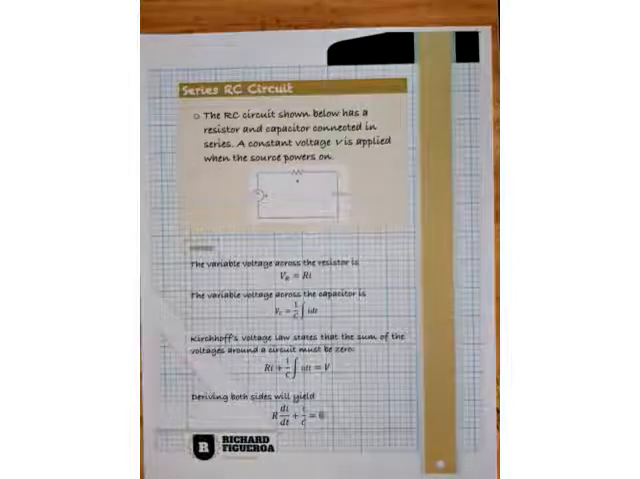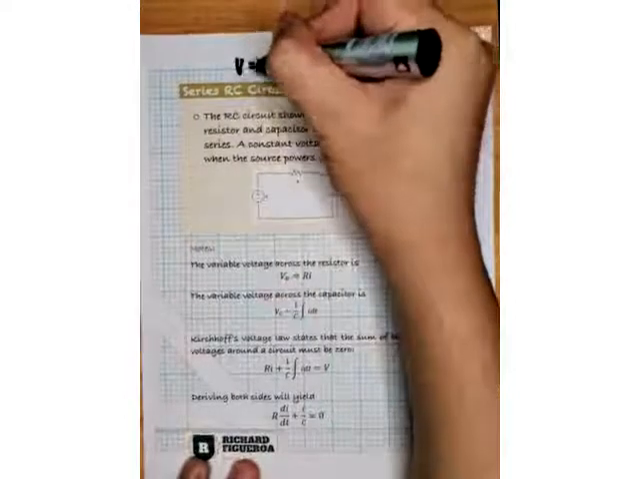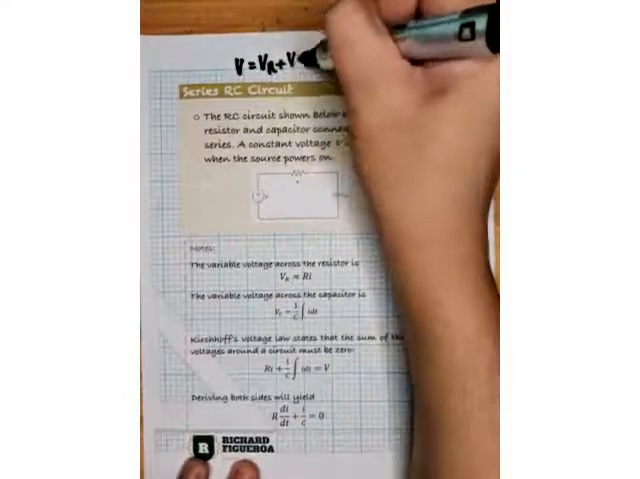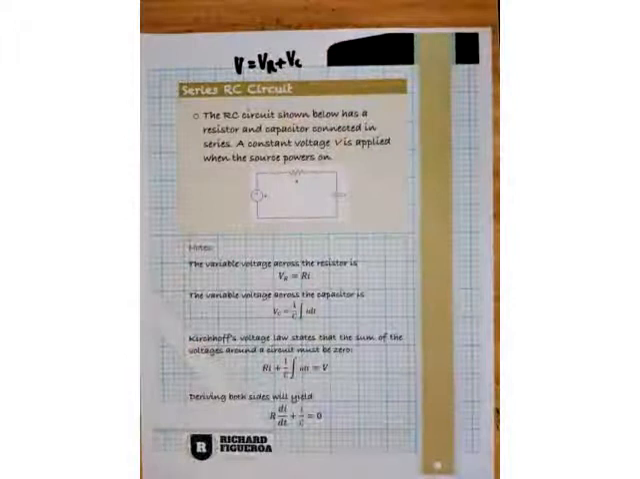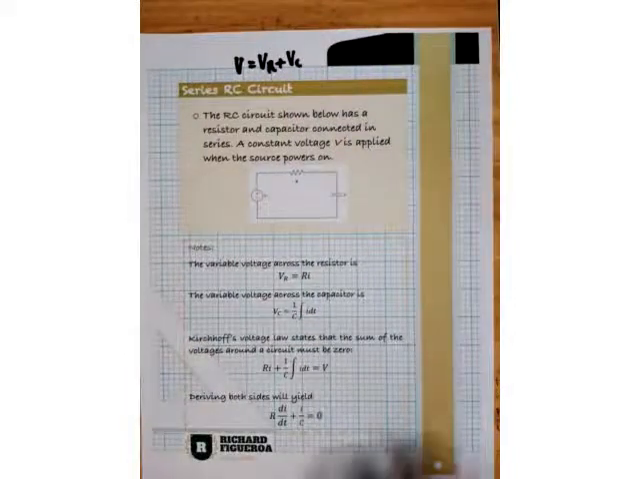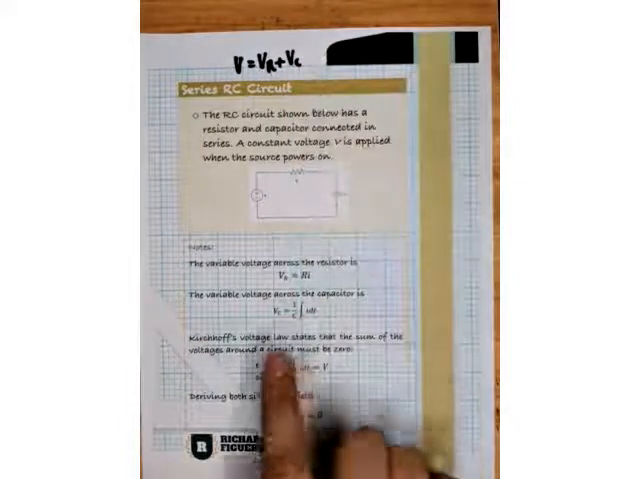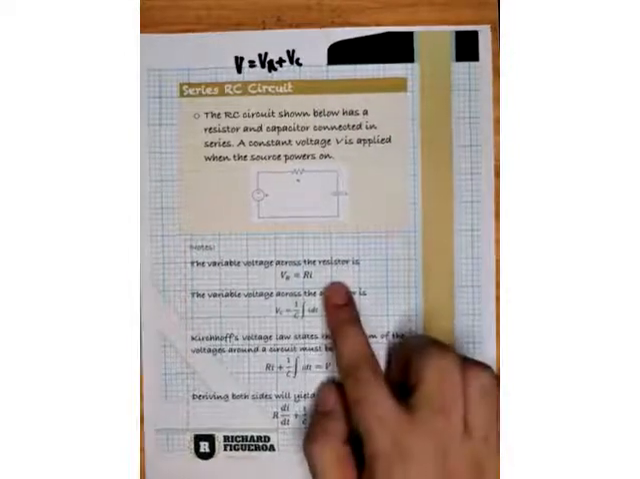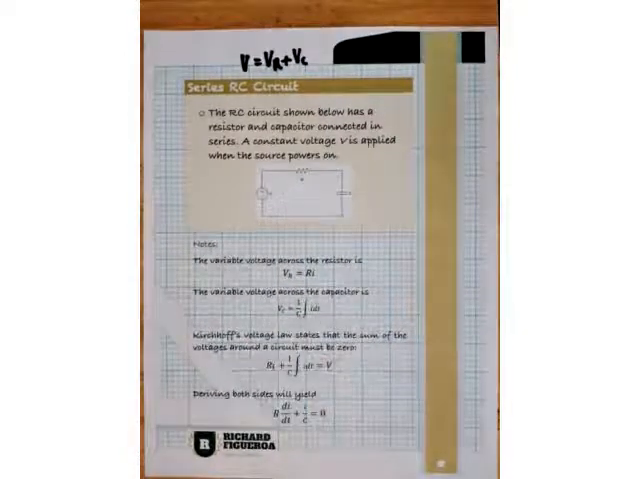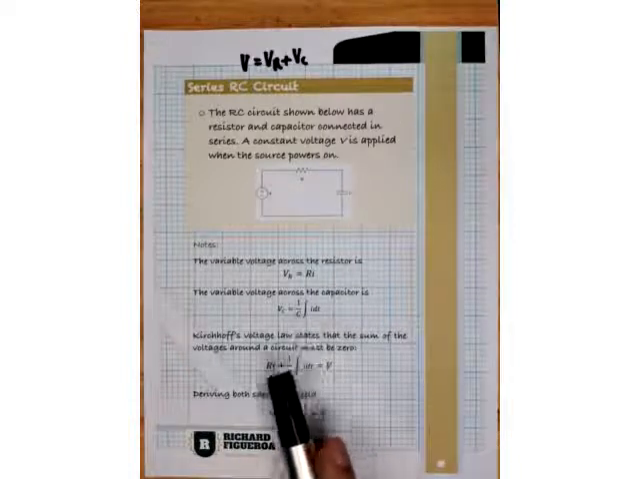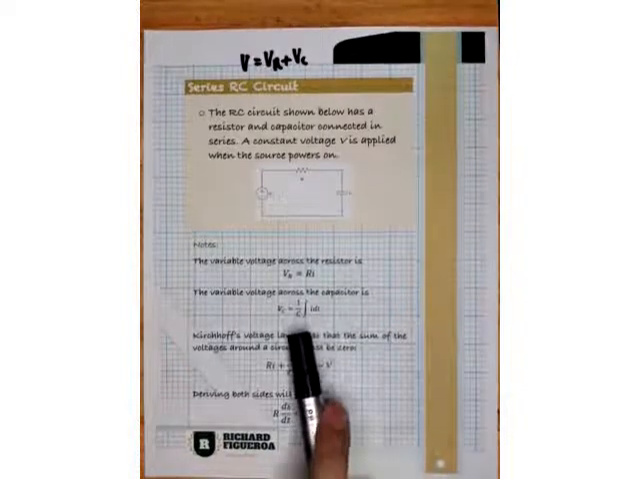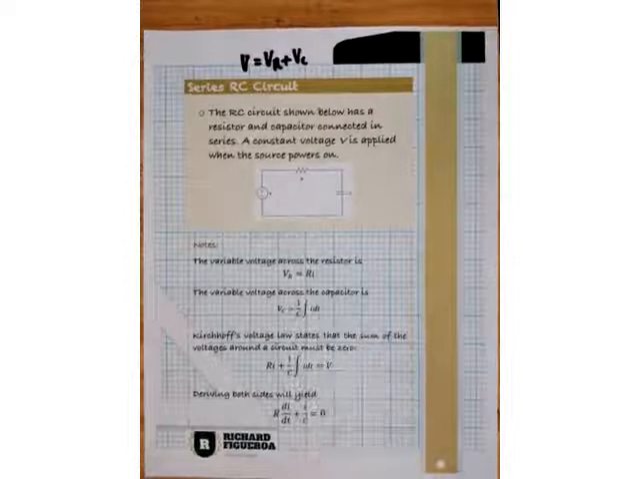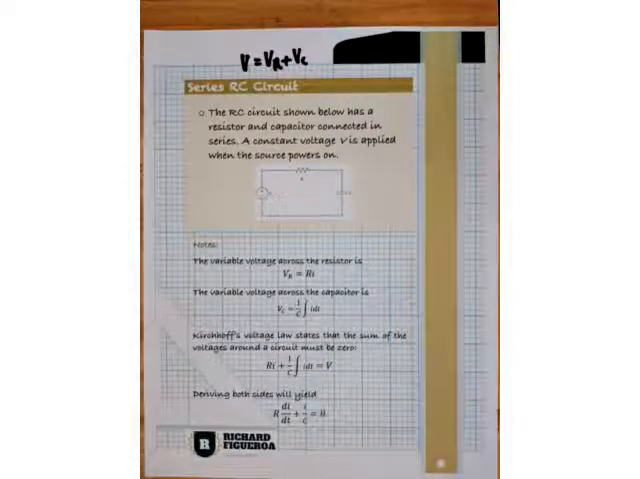Ngayon sa capacitor naman, same lang din naman ang gagawin natin. It's a KVL. So therefore, yung total voltage is equal to VR plus VC. Okay, same lang naman yung value ng VR natin. So that's equal to Ri. Kaya lang, yung voltage across our capacitor is given by 1 over the capacitance times the integral of I dt. Okay? So, the integral of I dt.